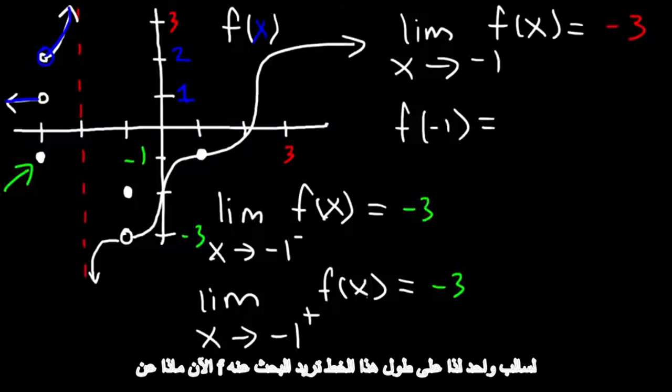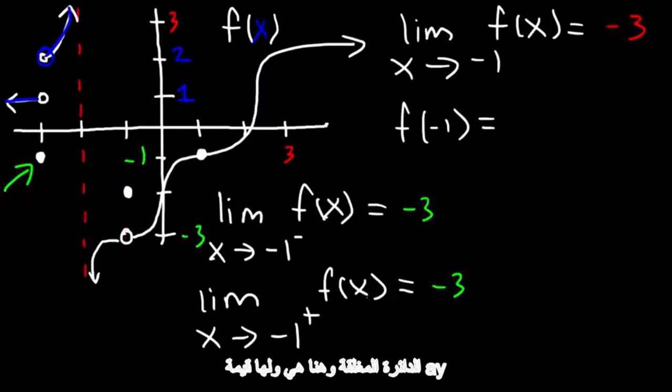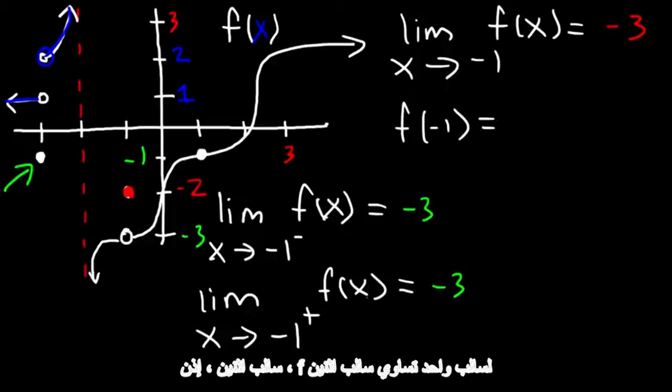Now, what about f of -1? So along this line, you want to look for the closed circle, and here it is. And it has a y value of -2. So f of -1 is -2.